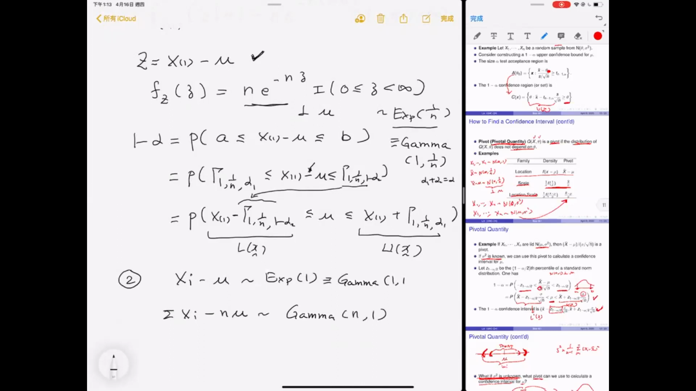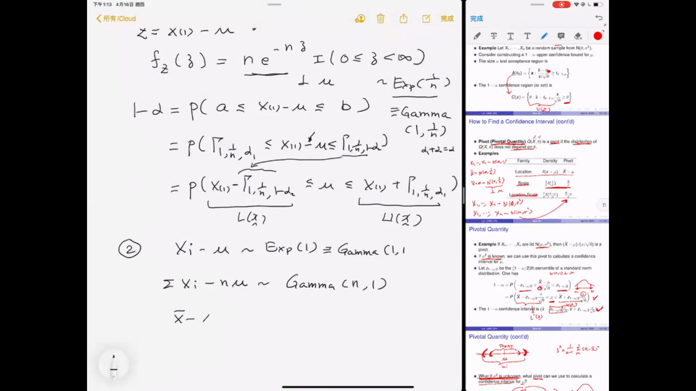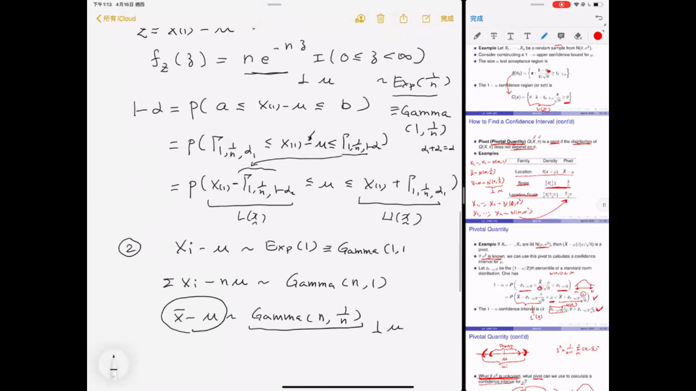Okay? If I divide by n, it's okay, become x bar minus mu, follow, you can say gamma n, then 1 over n. Well, it's also fine. And then because right-hand side gamma is independent of mu, you will see, yeah, x bar minus mu is a pivot.